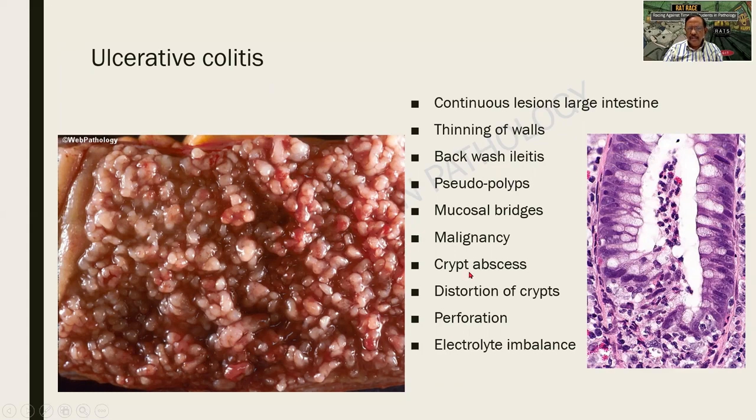If you are asked one question about ulcerative colitis, mention the crypt abscess. This is the colonic crypt in which I am finding an aggregate of neutrophils which is also infiltrating the wall, a classical picture of a crypt abscess in ulcerative colitis. There will be distortion of the crypt. Again, there will be branching, which is distortion. Perforation of the intestine and electrolyte imbalance are common features of ulcerative colitis. Please learn this particular list by heart, it is worth reading.